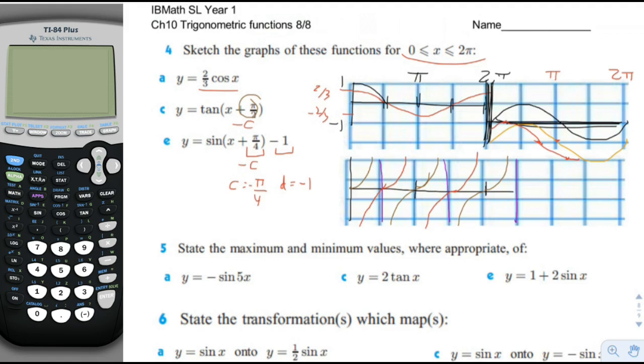And this would move to here. So that's basically where you'd end up, where that red line is. So basically you would move down 1 unit, and then you would move to the left by negative pi over 4. Okay, and that's E.